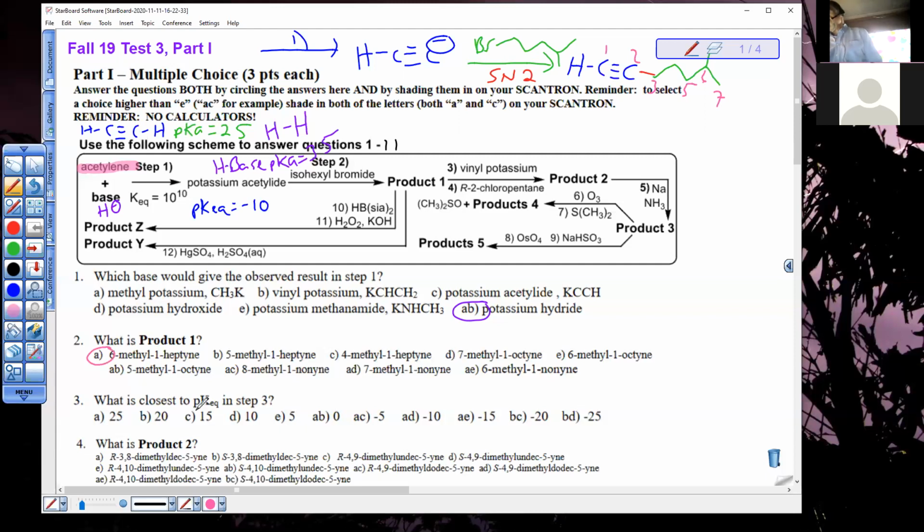And then what is closest to pKeq in step 3? Now you don't know what vinyl potassium is. You're freaking out right now. I told you there are some clues on this page. Vinyl potassium is right here. And we know what a vinyl is. A vinyl is a CH double bonded to a CH2.